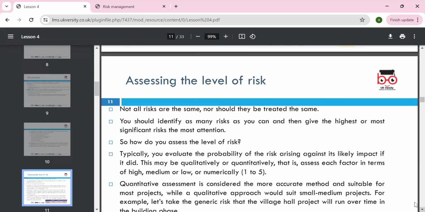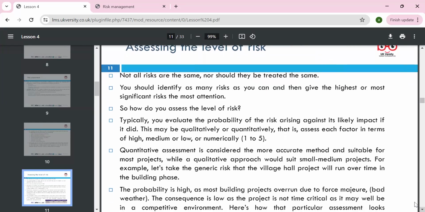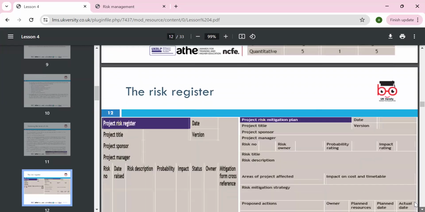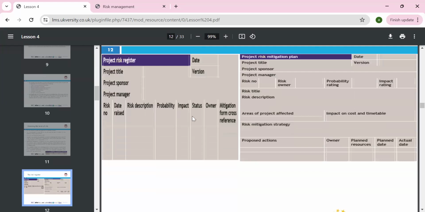Assessing the level of risk: not all risks are the same. You have to prioritize them. You can look at the higher and most significant risks. In some companies, reputation can be a huge risk, because ultimately future business is linked to it. They typically evaluate the probability of the risk arising against the likely impact, which we can look at qualitatively or quantitatively, with factors such as high, medium, and low. We can place risks as high, low, or medium, prioritize them, and maintain the risk register. You can say, for the project, what sort of risk it is and what the probabilities are, 0.6, 0.5, whatever, because probability always lies from 0 to 1.